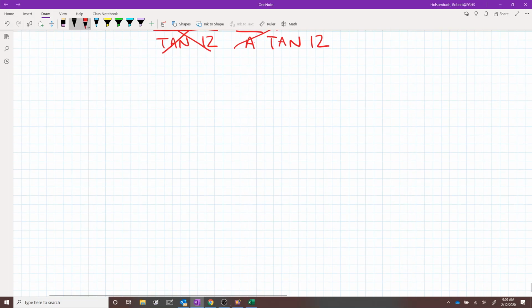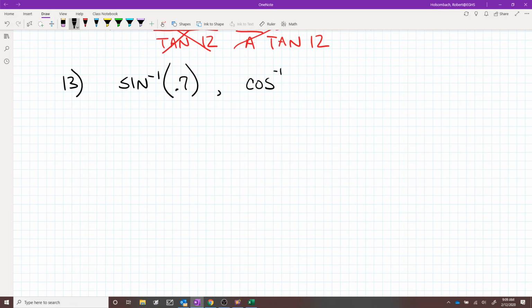Number 13 is another straight calculator problem. You need inverse sine of 0.7. You need inverse cosine of 0.3. And you need inverse tan of 38.4.